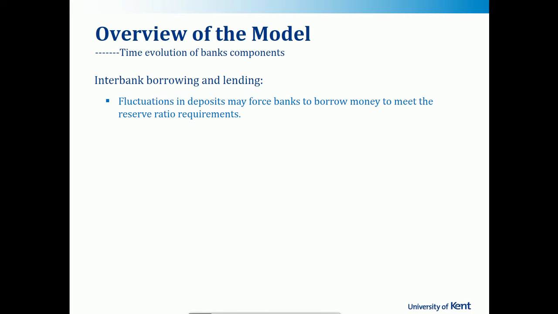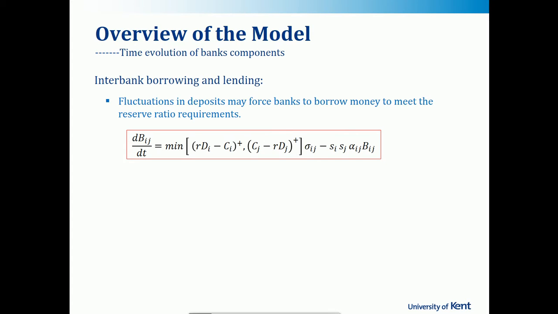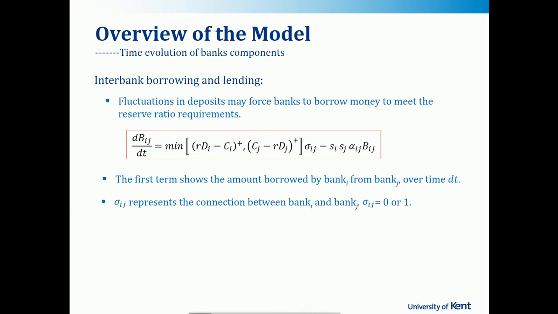Fluctuations in deposit may force the banks to borrow money to meet the reserve ratio requirement. This differential equation shows the current change of borrowing between two banks. The first term on the right-hand side of the equation is the amount borrowed by bank I from bank J over time dt. This amount should be the minimum value between the required cash of bank I and the available cash of bank J.